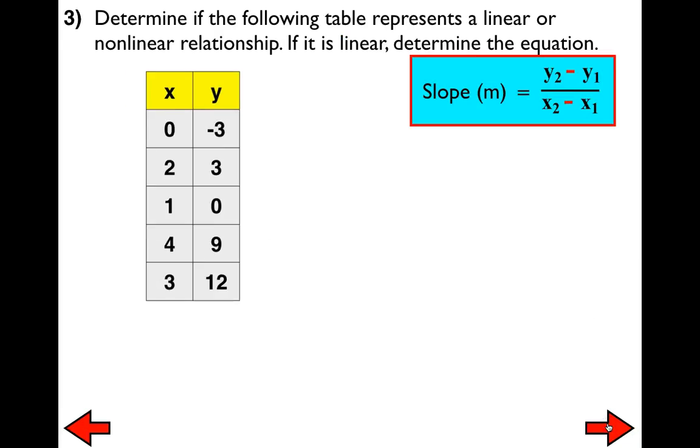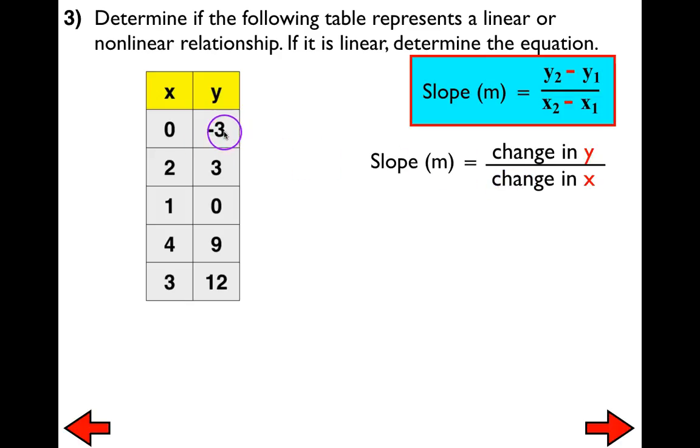Okay, so on to another table. It says, determine if the following table represents a linear or nonlinear relationship. If it's linear, determine the equation. So again, we're going to use two different definitions. You use whatever you're comfortable with. You can definitely use a slope formula to find the change, or you can just simply do change in y over the change in x.